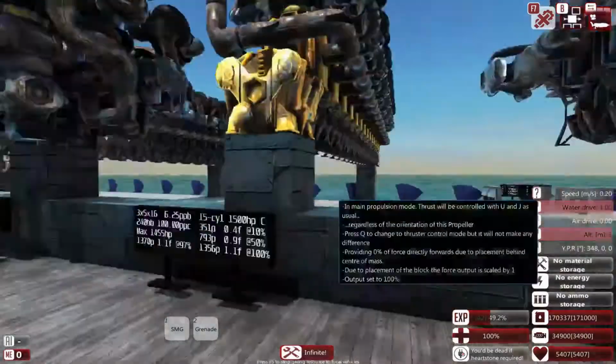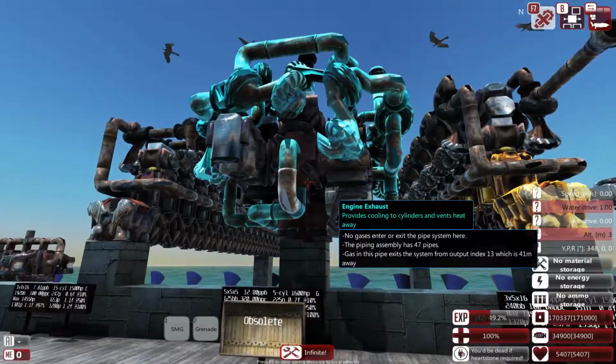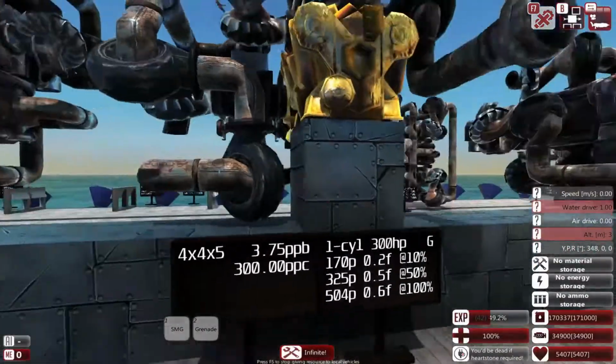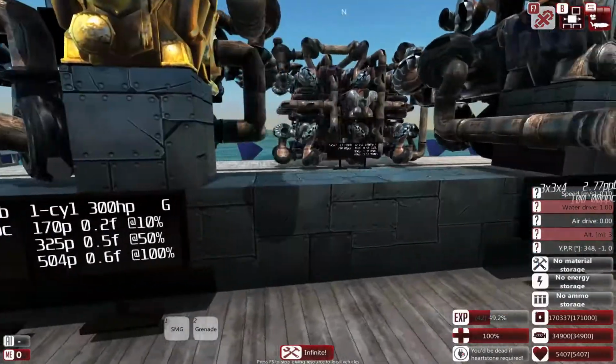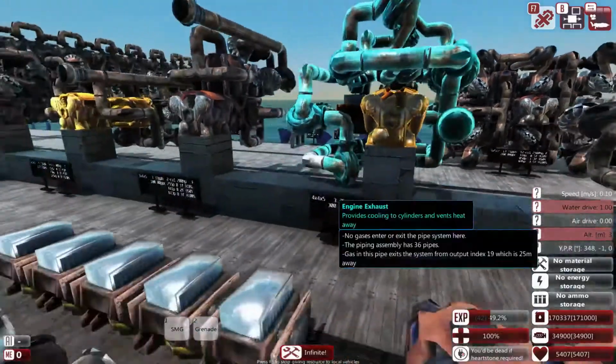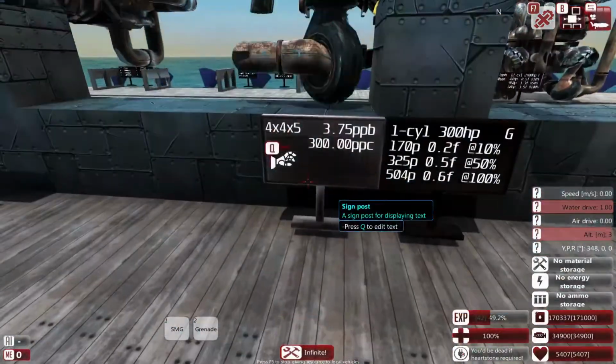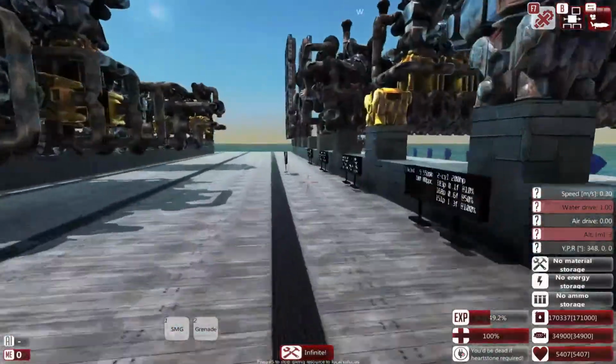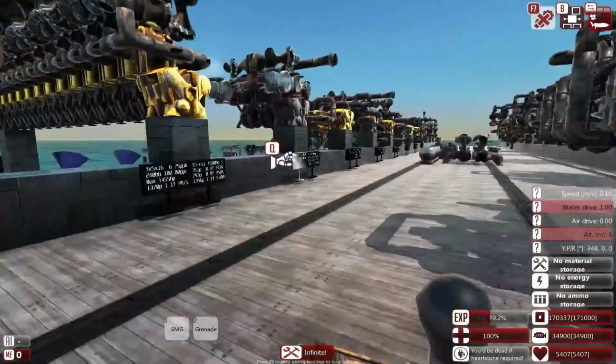But we need to know, how can we compare the density of this motor to, say, the density of this motor, because this is a 4x4x5 making 300 horsepower. Well, 4x4x5 is 60 blocks. You say, well, how does 60 blocks compare to 125?